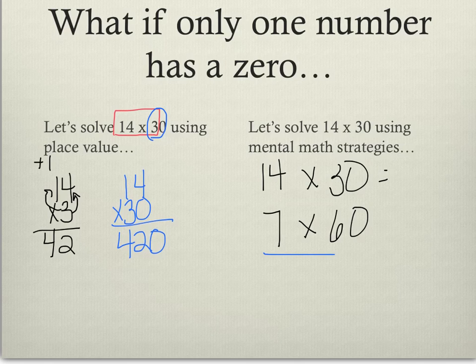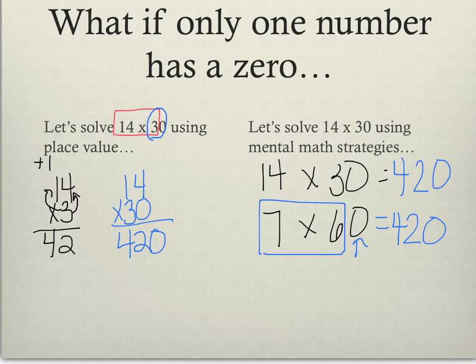The basic fact in 7 times 60 is 7 times 6, which is 42, and I put that 0 in my answer, telling me that the answer is 420. So 14 times 30 is also 420.